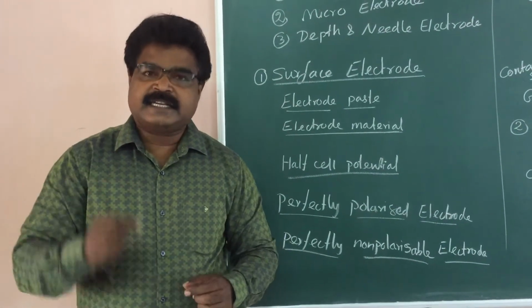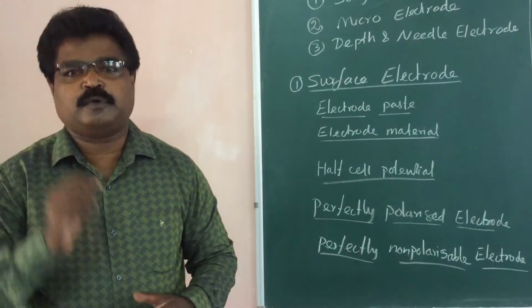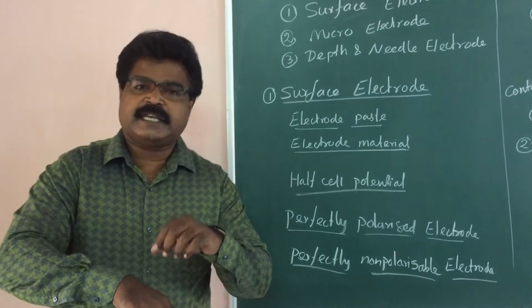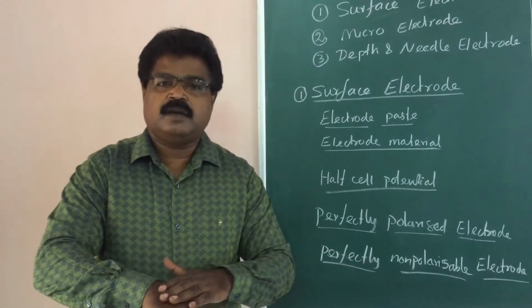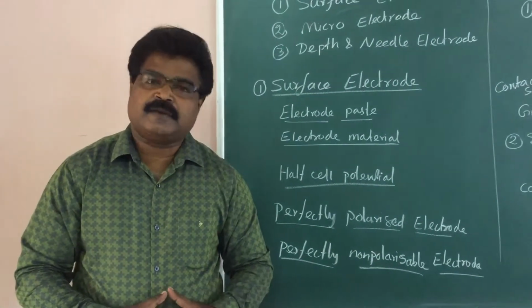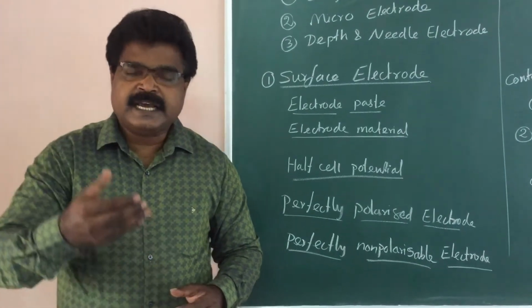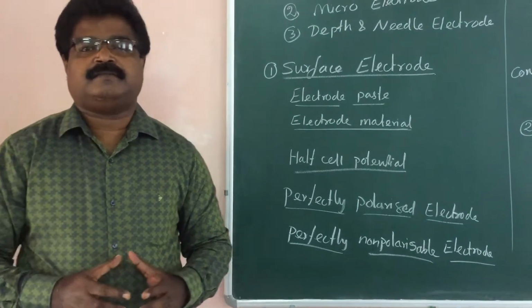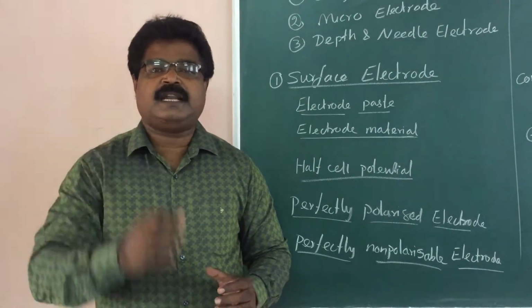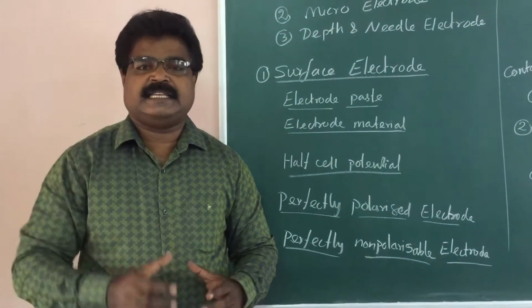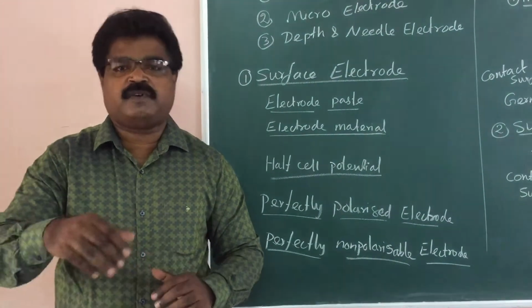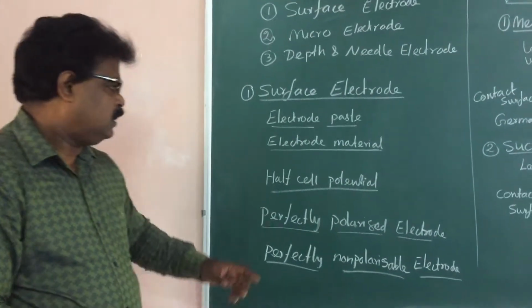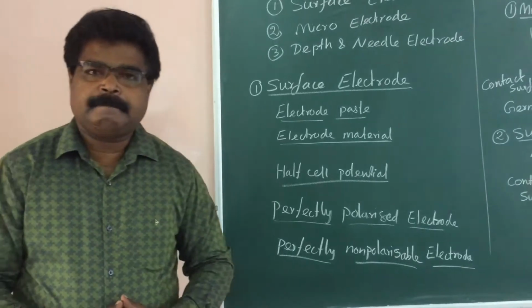The second thing is that dry skin is non-conductive. So what you have to do is rub the skin, apply the electrode paste over it, and then place the surface electrode over that, so that we can get better contact, because dry skin is a non-conductor of electrical charges. If you place electrode paste over the skin, the skin may become conductive. The second term is electrode material.